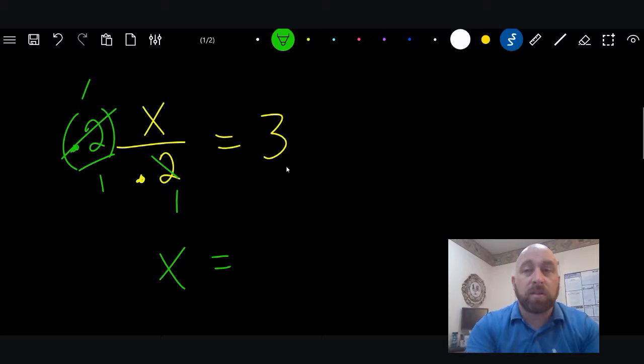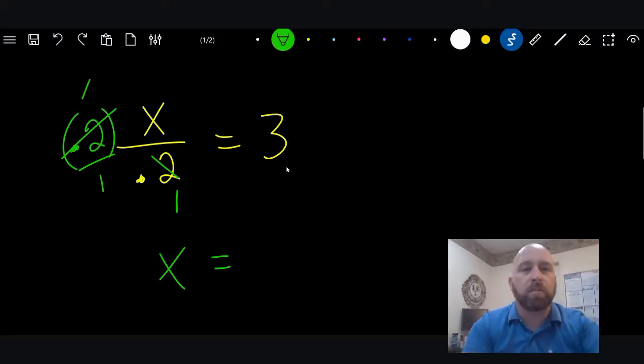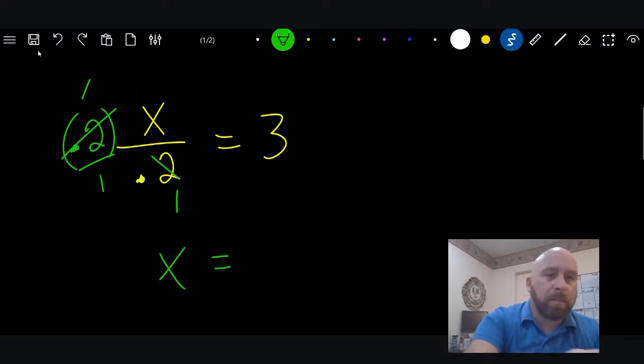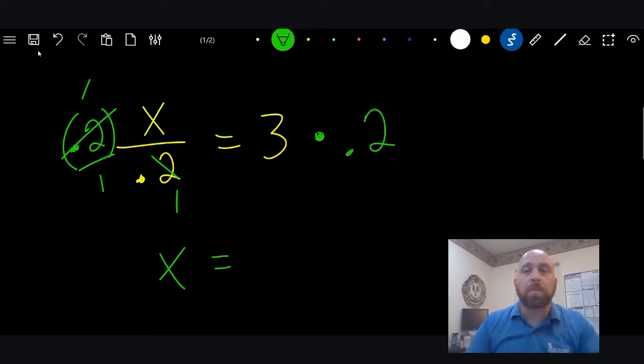Equals, remember our balance, our idea of the balance. So if we did something to the left side, we also have to do something over here to the right side. So we were dividing on this side, so we had to multiply by 0.2. So what we're going to do over here is we're also going to have to multiply by 0.2.